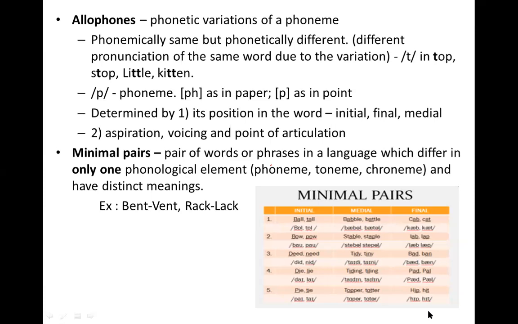Then minimal pairs are because of one phonological element. It could be a phoneme or a toneme or a chroneme. There is a difference between two words, otherwise they are all the same, but one phonological element, remember that. Okay, one phonological element, they're different. So remember, minimal pairs are different from homophones and homonyms or homographs, because they differ by one phonological element, the rest are all the same. Clear?